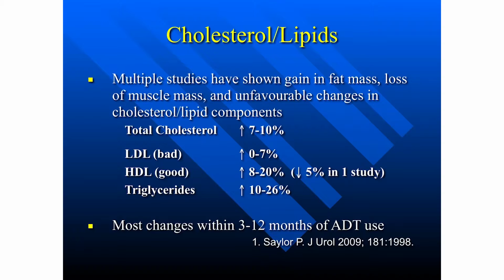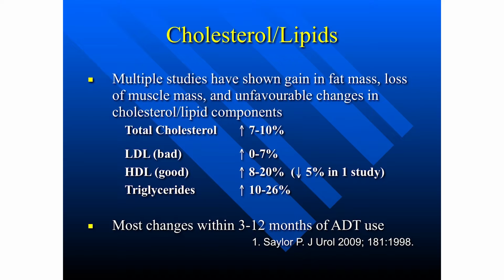Another metabolic condition that is somewhat related to diabetes and heart health is, of course, cholesterol. And multiple studies have shown that the body of men on ADT changes in a number of important ways. We gain fat mass, meaning the total amount of body fat goes up. You lose muscle mass, which has implications in terms of many aspects of health. But you also have changes in cholesterol or lipid components.